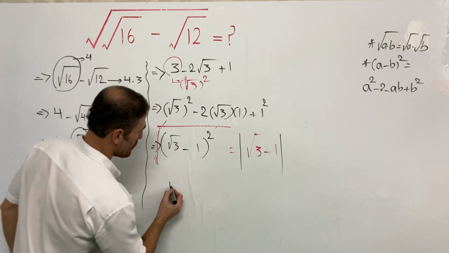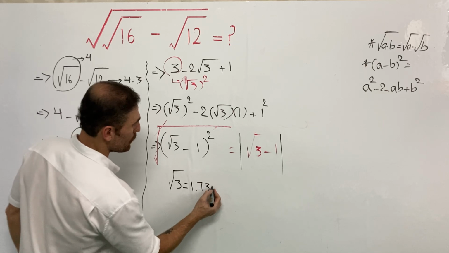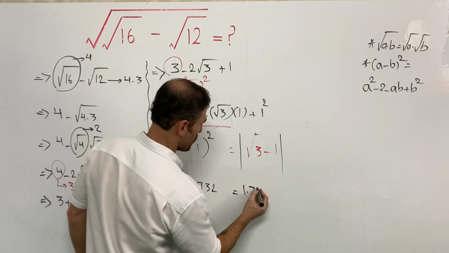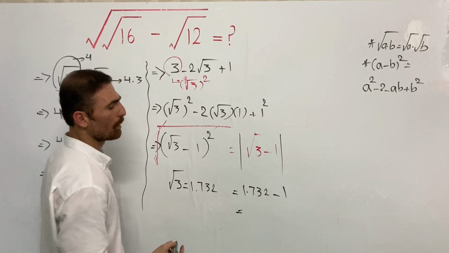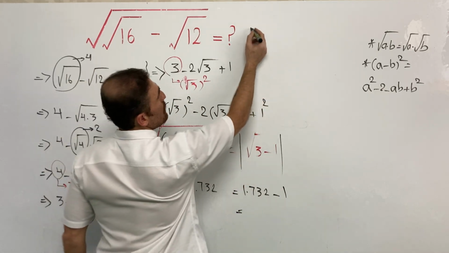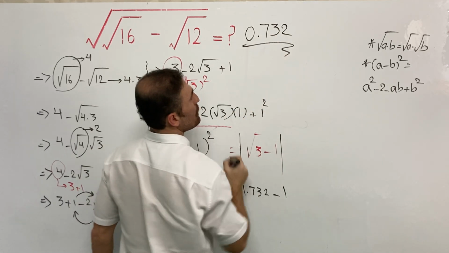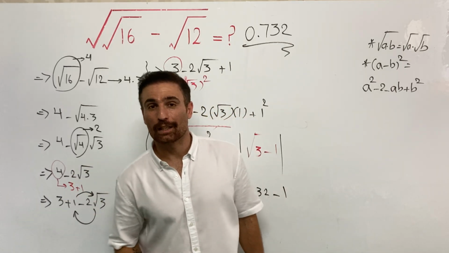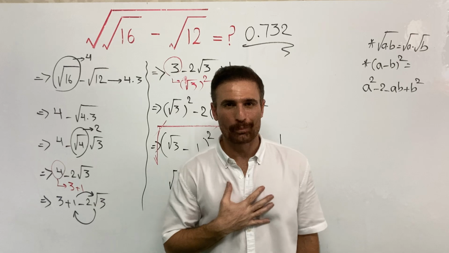Now let's see what the final answer is. As you know, the square root of 3 is the same as 1.732. So let me write it here, 1.732 minus this one. What is the final answer? Absolutely, the final answer is 0.732. And this is the most simplified answer of our question. But do not forget, if you use a different way to solve this question, please let me know. Have fun.